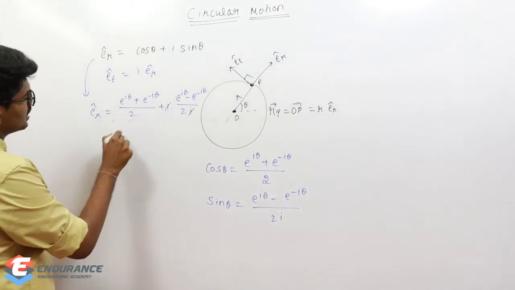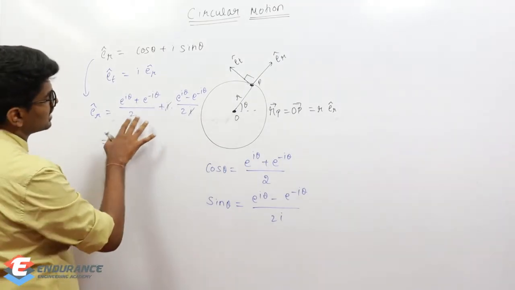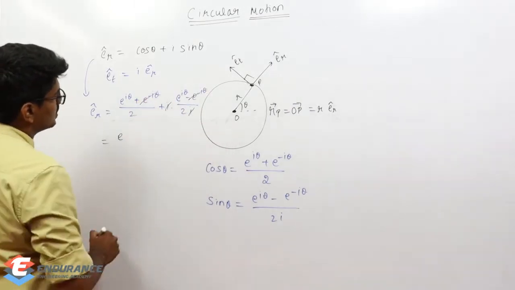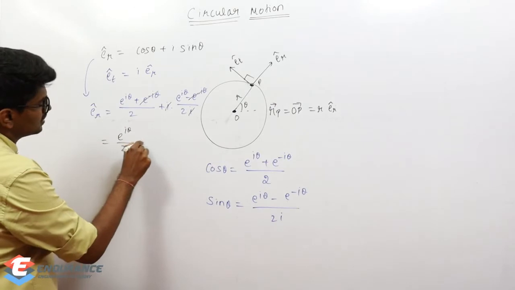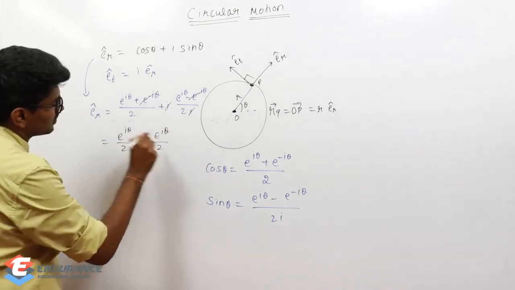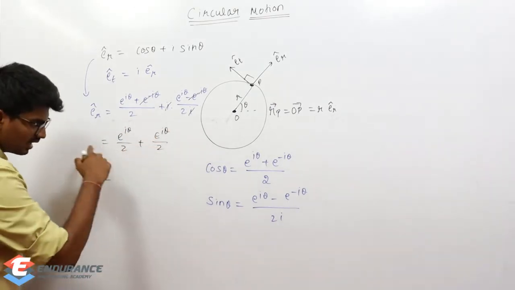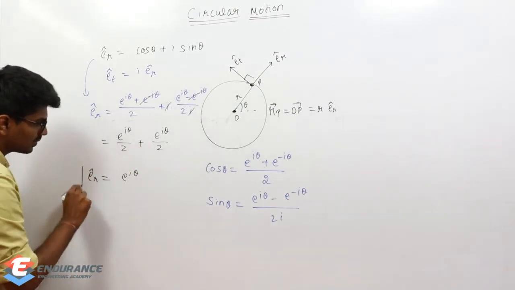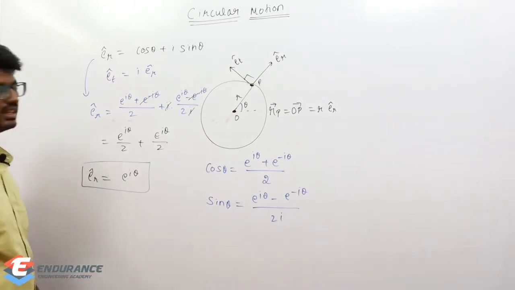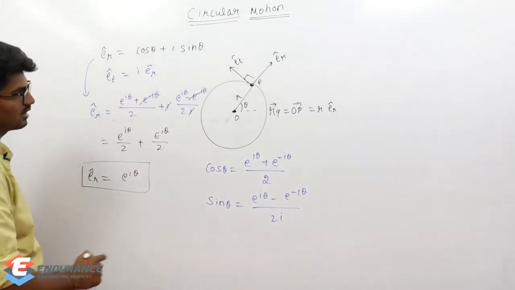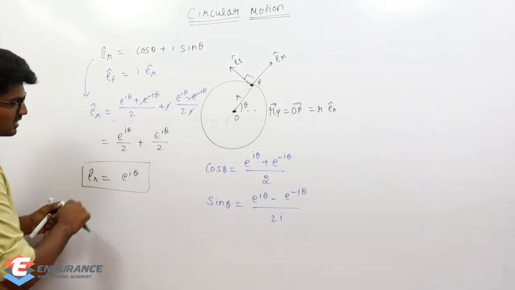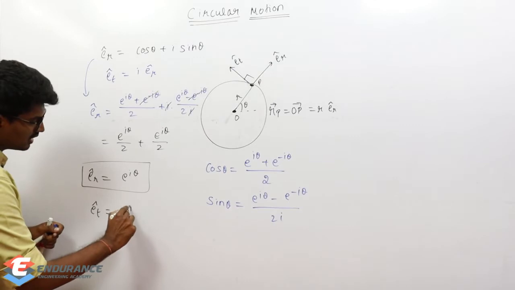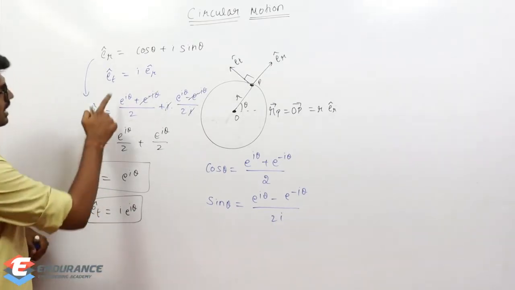So finally it becomes, and also you could see e to the power of minus i theta by 2, there is a negative sign, so I can cancel this. So e to the power of i theta by 2 plus e to the power of i theta by 2. Again I will add them and the 2 will get cancelled, so it becomes e to the power of i theta. So ER cap is e to the power of i theta. So ER cap is e to the power of i theta means what about ET cap? ET cap will be i into e to the power of i theta, as we got here.